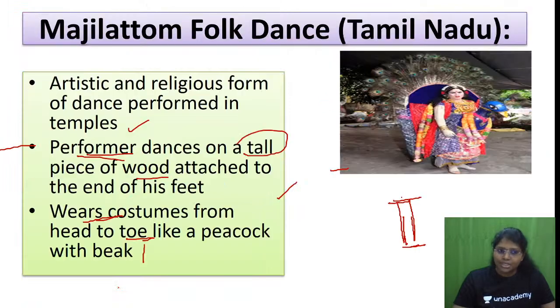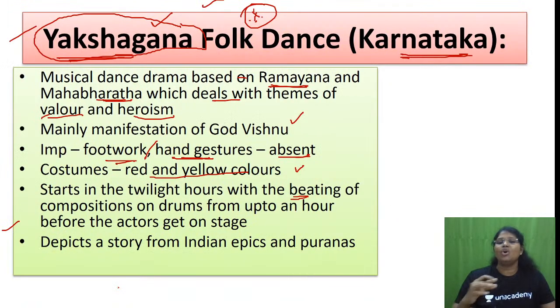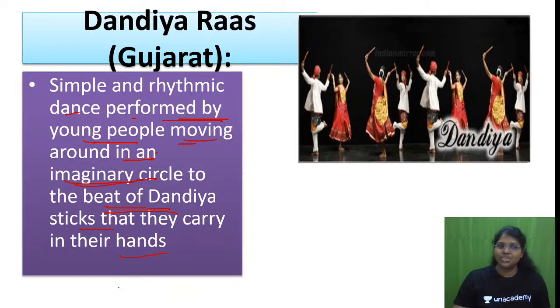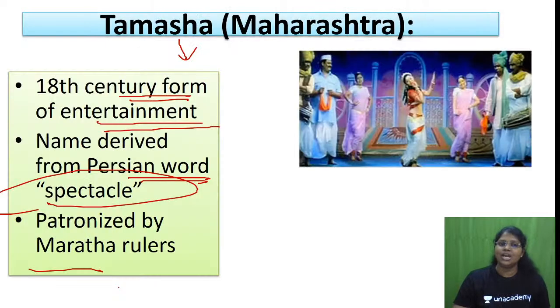Gummi, Terukut, Mailattam, this all belongs to Tamil Nadu. Yakshagana, Karnataka was your previous year's prelim question. They start from the footwork. Bavai, Gujarat. Gaur, Gujarat. Isn't it G to G? Again, Bavai, Gujarat. Dandiya Ras, again Gujarat. Dandiya, Bavai, Gar, these are all folk dances from Gujarat.